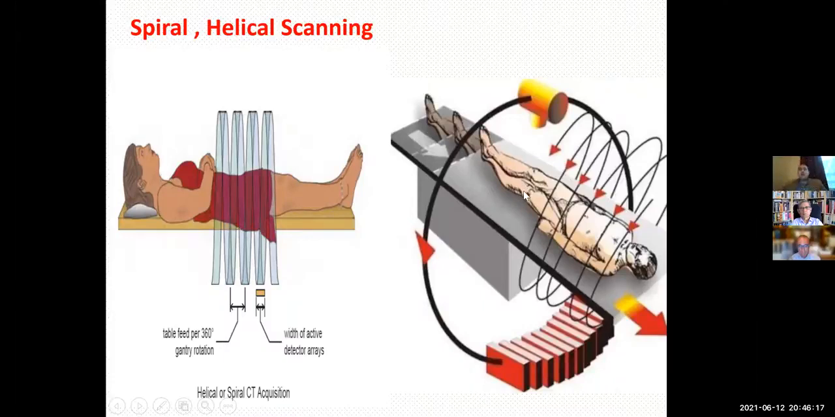All CT machines now have this technique, which appeared in 1990, okay, 1990. Spiral CT is very fast, okay, faster than the sequential technique, and I think all acquisition protocols depend on this technique.